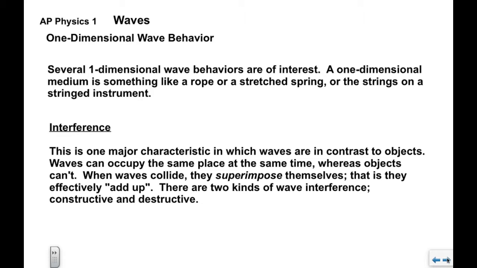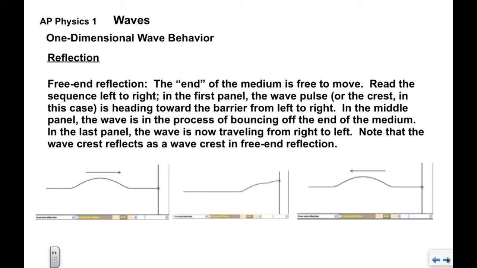Again, this is a major difference between waves and objects. The principle of superposition is what says that waves can occupy the same place at the same time. Now, first we'll look in some detail at reflection.